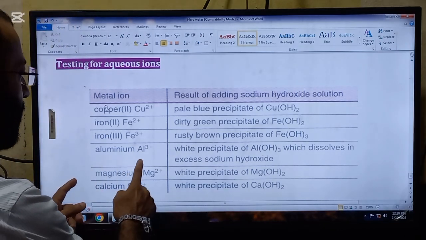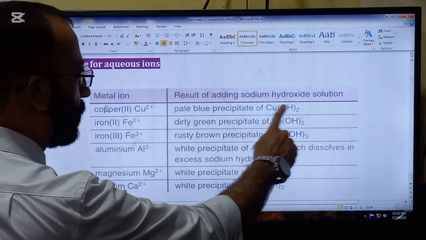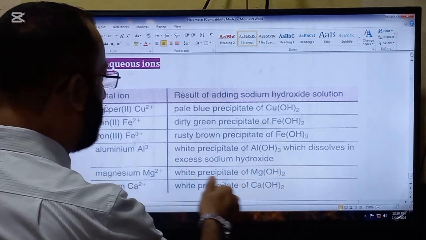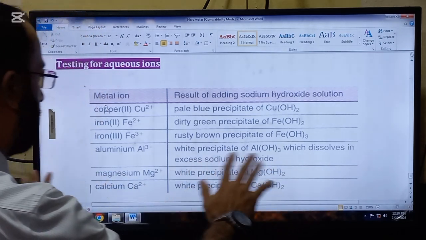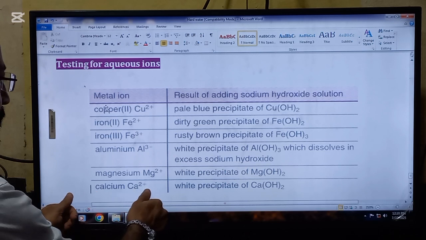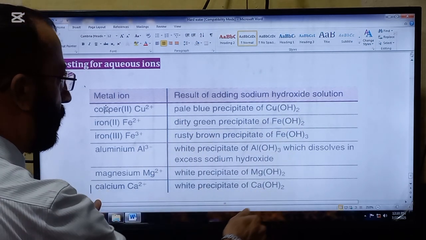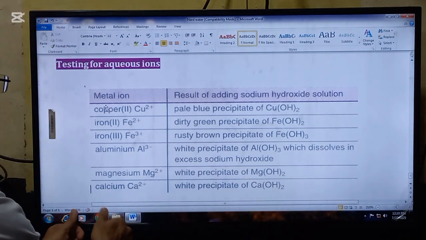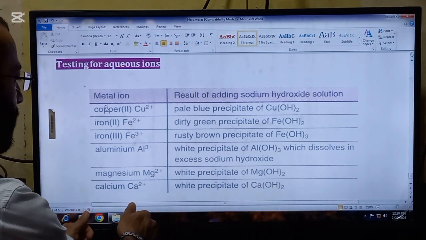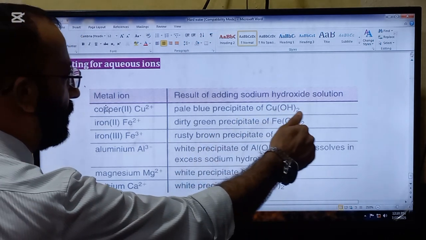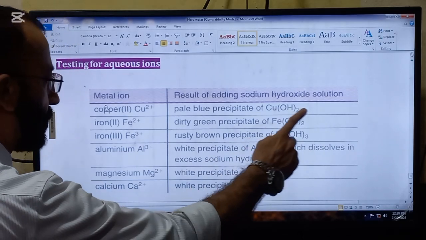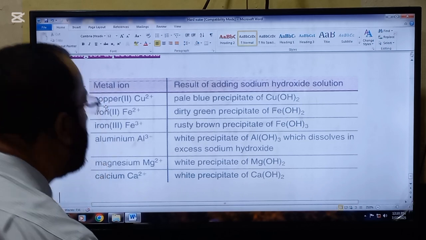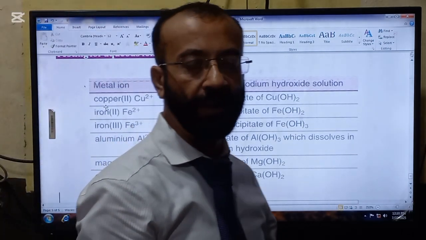When aluminium Al3+ ion is added to sodium hydroxide, a white precipitate of Al(OH)3 is formed, which dissolves in excess sodium hydroxide. When magnesium Mg2+ is added to sodium hydroxide solution, a white precipitate of Mg(OH)2 is formed. And when calcium Ca2+ ion is added to sodium hydroxide solution, a white precipitate of Ca(OH)2 is formed. So this was the lecture, students.